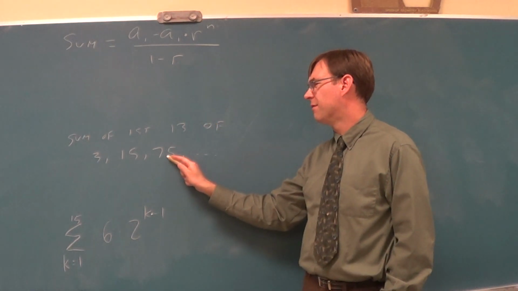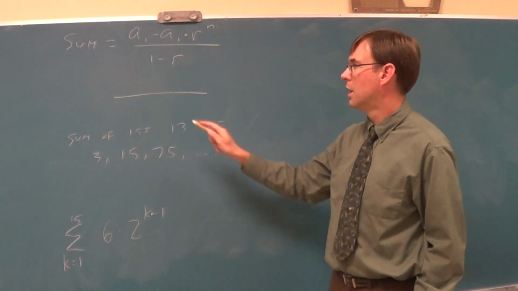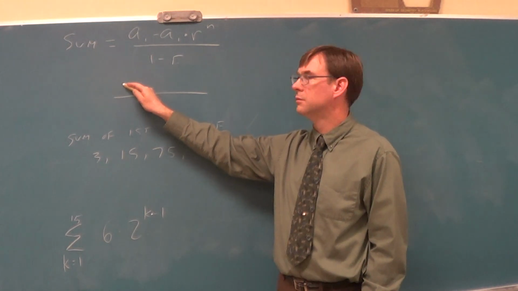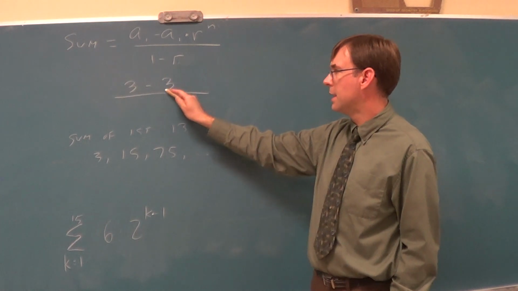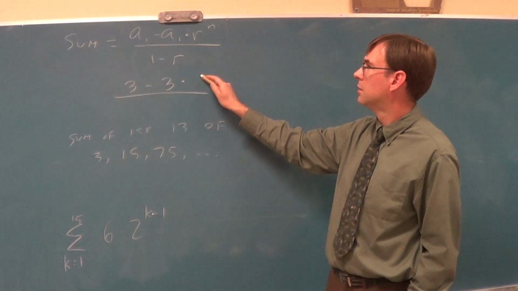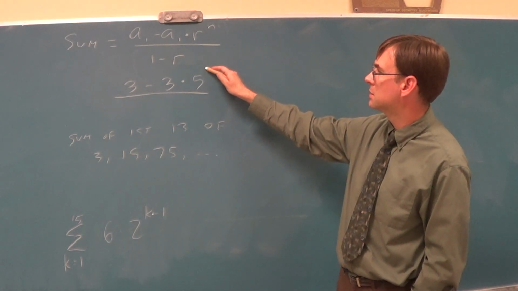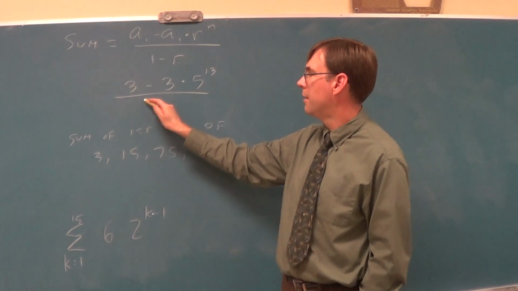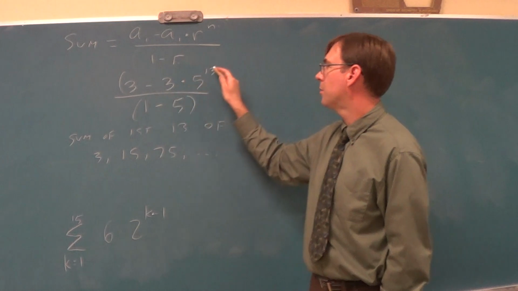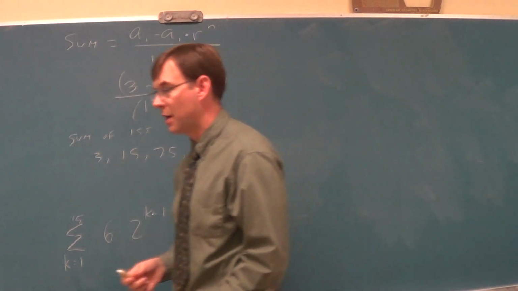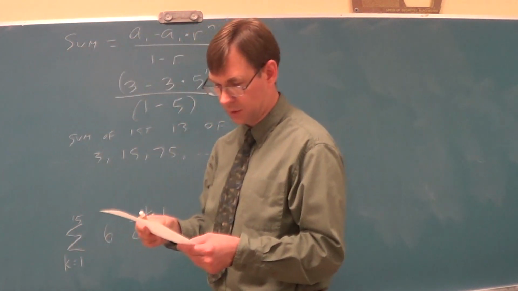But if I want the sum of the first 13 of this thing, what would you start with? 3 minus 3 again times the ratio, which is 5 because every time I'm multiplying by 5, power is 13, bottom is 1 minus the 5. Parentheses here, push a lot of buttons. I'm not even going to try to do that in my head. 5 to the 13th would be ridiculous.